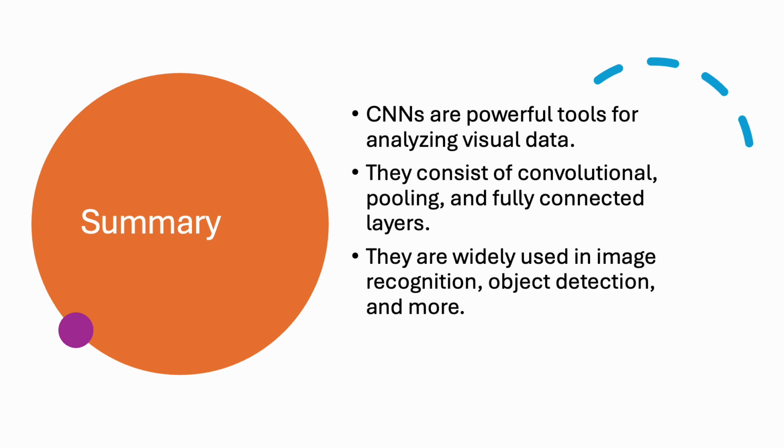So let's wrap up everything. In summary, we can say that CNNs are a powerful tool for analyzing visual data. They consist of convolutional layers, pooling layers, and fully connected layers. They are widely used in image recognition, object detection, and many more applications.